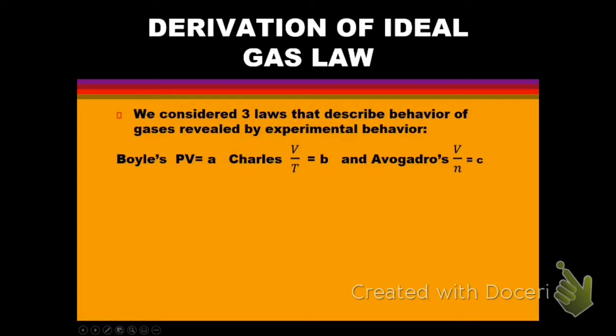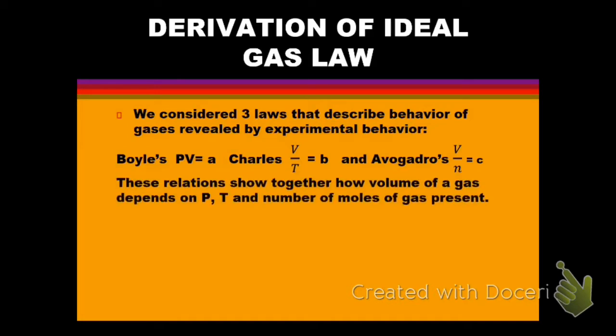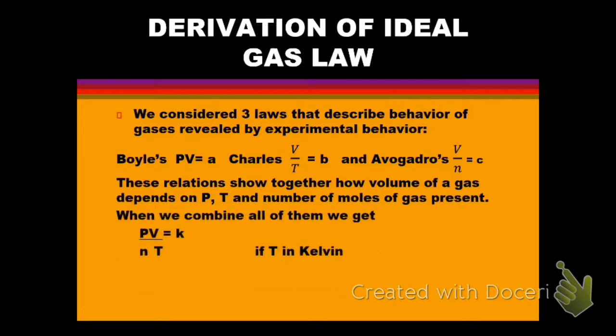And then we finally saw that Avogadro's law told us that volume and moles of gas were also a direct relation. So V over n, where n equals moles, equals another constant. Let's call that C. So these relations show together how volume of a gas depends on pressure, temperature, and the number of moles of gas that are actually present. So now if we combine all of those equations, notice that we would end up with PV over nT equals a constant. So we're going to put all those constants together and now call them K. That, again, is only true if temperature is in Kelvin.